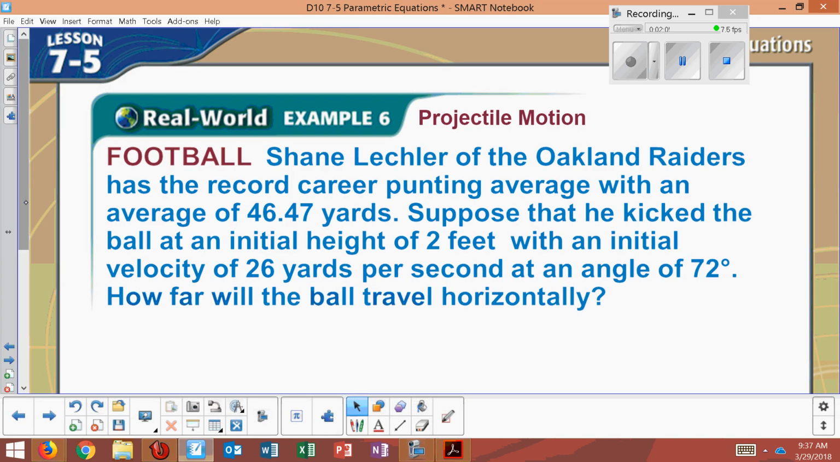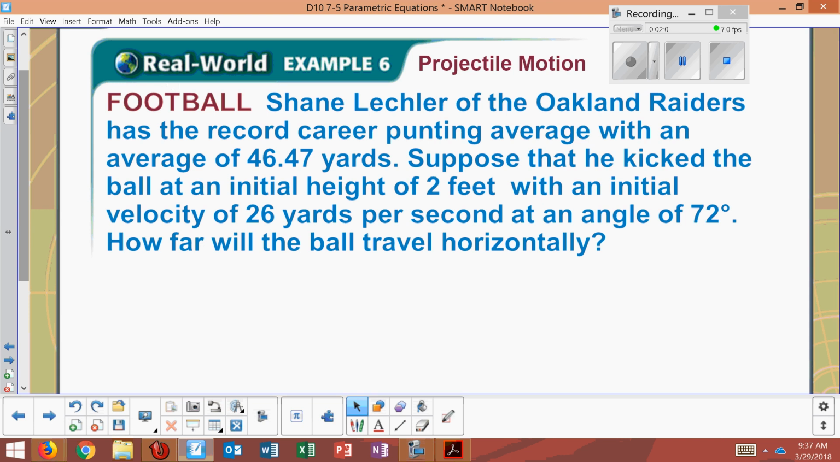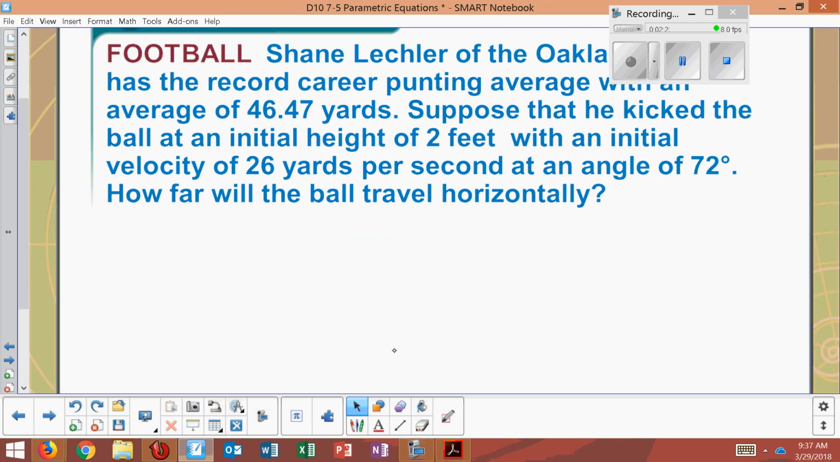So this problem is example 6 for projectile motion. Shane Lechler of the Oakland Raiders has a record career punting average of 46.47 yards. Suppose that he kicked the ball at an initial height of 2 feet, an initial velocity of 26 yards per second, and an angle of 72 degrees. How far will the ball travel horizontally?